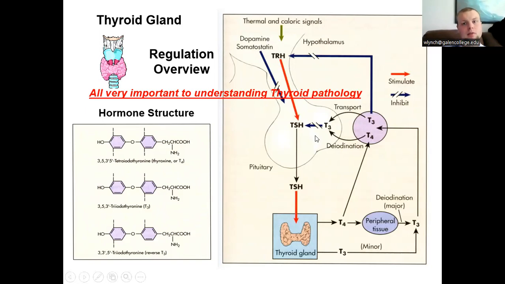We're going to have feedback loops here. We have the short loop, ultra short loop, and long feedbacks. We have TRH, thyrotropin releasing hormone from the hypothalamus. We have TSH, thyroid stimulating hormone, secreted from the anterior pituitary. And then we have thyroid gland release of T4 and T3. The process of changing from thyroxine to triiodothyronine is known as deiodination.